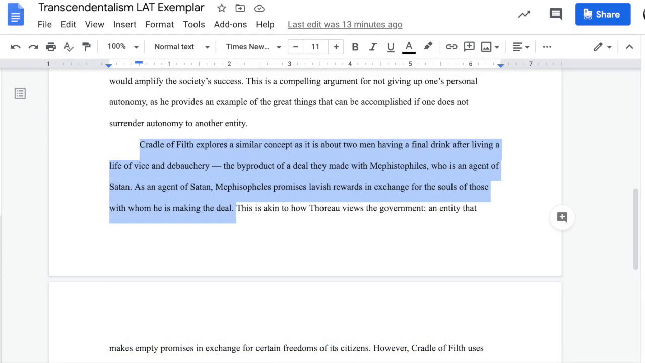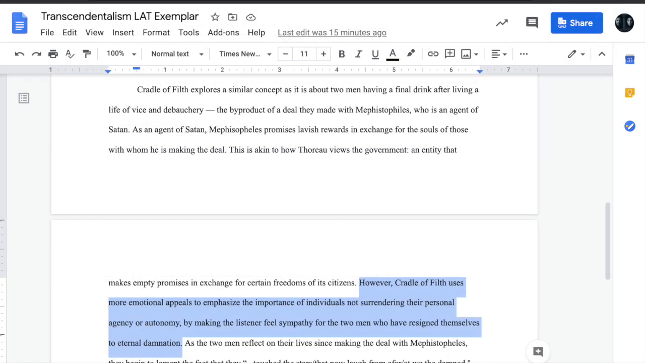Then see how in the next paragraph I transition to my discussion of the Cradle of Filth song by saying that similar topics are explored, and I provide relevant facts about the story being told through the song because I need the reader to have some context. I continue to provide this background information in the next sentence, and then I move on to my subclaim, stating that the band uses a different rhetorical device to persuade the listener of their point of view, and that rhetorical device is an emotional appeal.